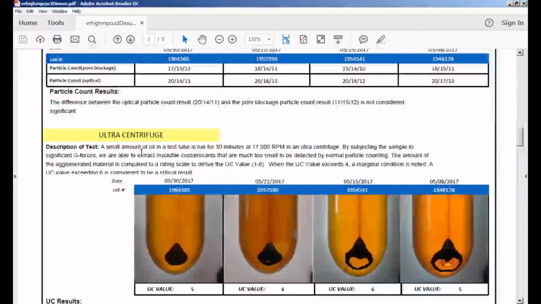Right, so what else do we have? Ultracentrifuge. Historically, within the past few weeks, we've had lots of insolubles and other things drop out to give us a high UC score. So we have high MPC, high UC, but we don't really see a difference. So that's leaning more toward hard particulates.